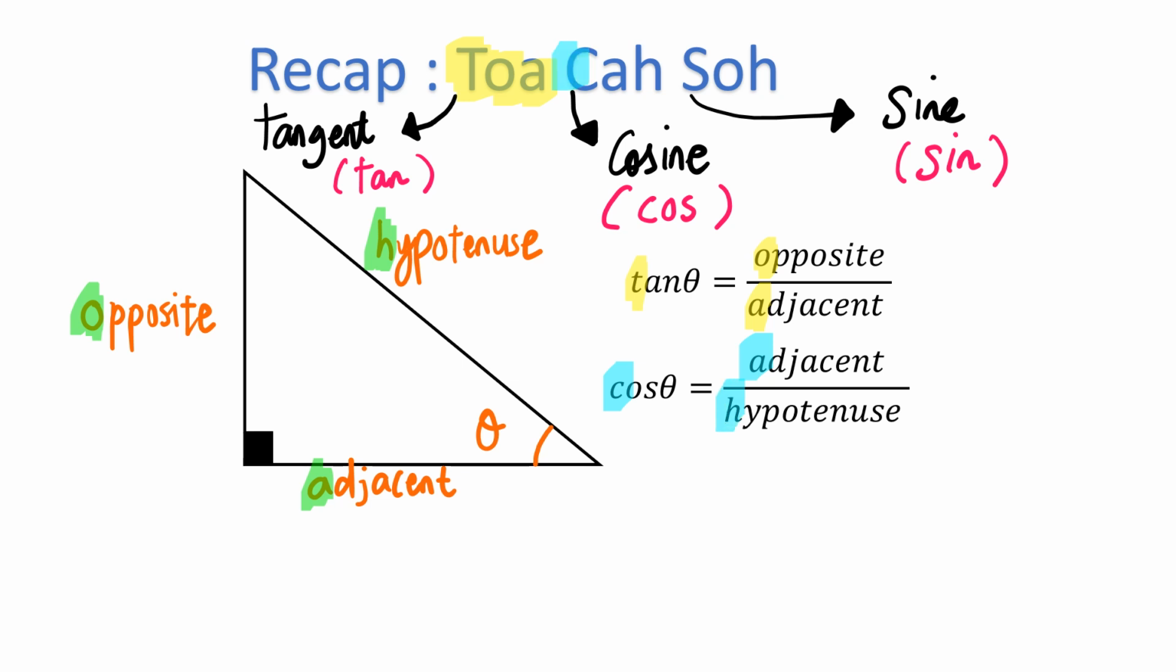And finally for sine, yes, so for sine, it's the ratio of taking the length of the opposite side divided by the length of the hypo. And if you take the first letter of each word, it forms SOH. Okay, so this is TOA CAH SOH.